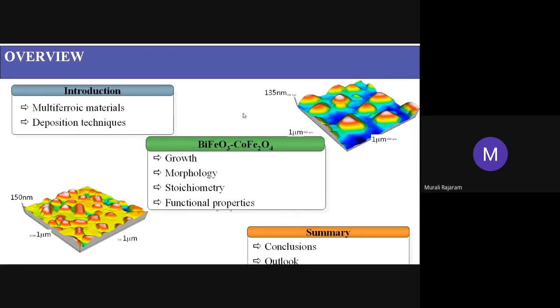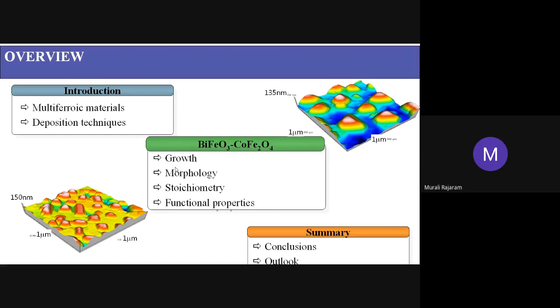And then I'm going to concentrate on this class of nanocomposites called bismuth ferrite, cobalt ferrite nanostructures. Throughout my presentation, you are going to see some composite structures like these. I'm going to explain what the interesting things about these nanostructures are, and I will also tell you why this bismuth ferrite, cobalt ferrite nanocomposite is important and very interesting.